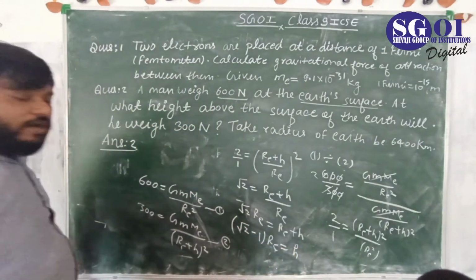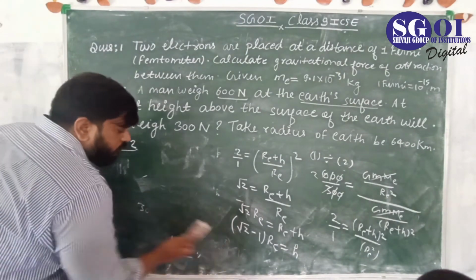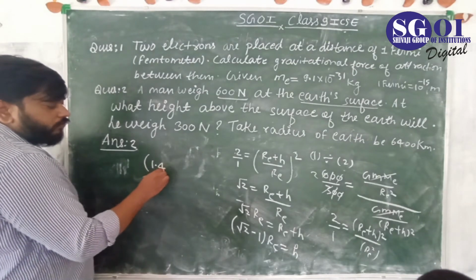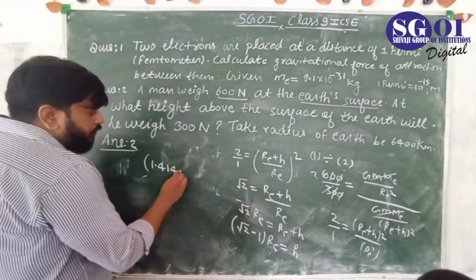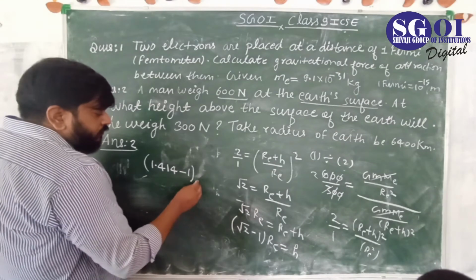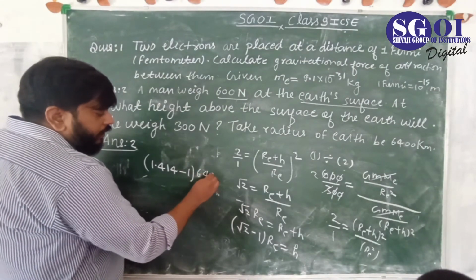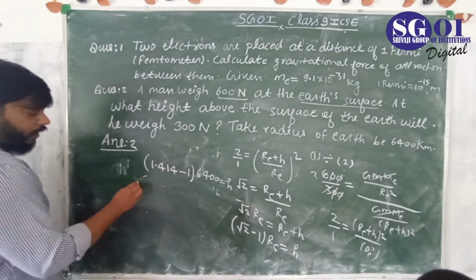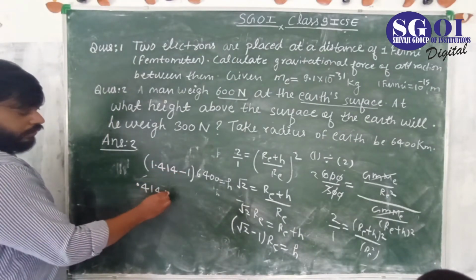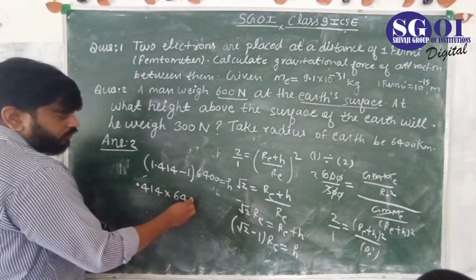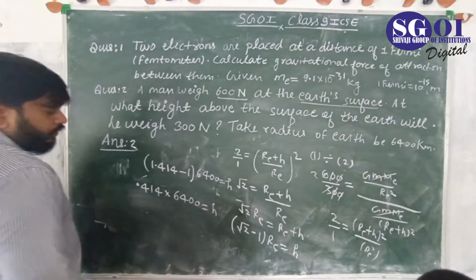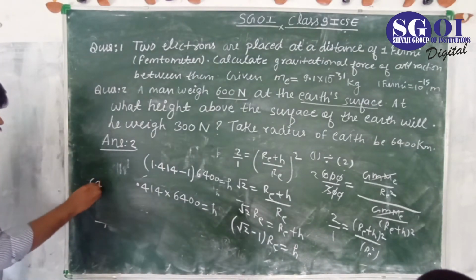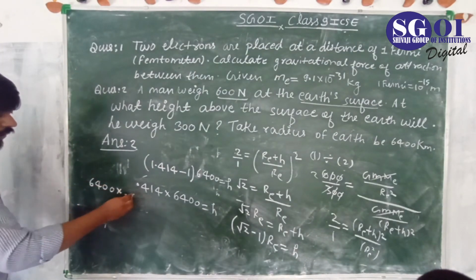Now put the value of Re and solve this. The value of root 2 is approximately 1.414, minus 1, and the value of Re is 6400 kilometers. So this would be 0.414 into 6400 equal to h. Just multiply this value, 6400 into 0.414.